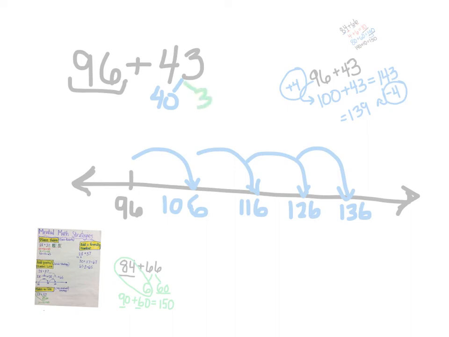Now we got to go to ones and count by ones instead. Little 1 hops. 1, 2, 3. So 136, 137, 138, and 139. So we get our same answer of 139. I like that. That makes sense. I like that too.